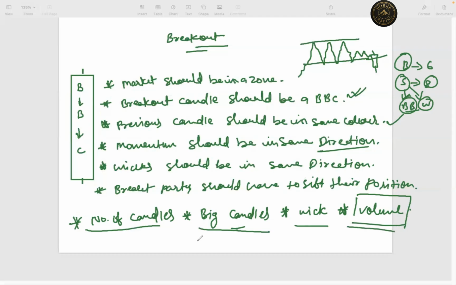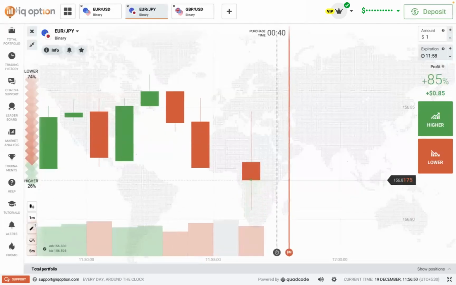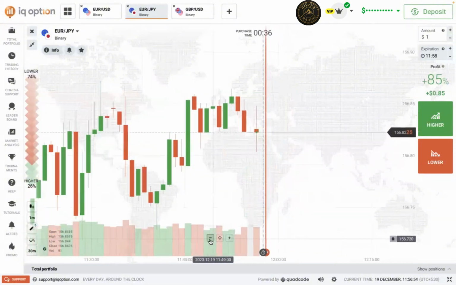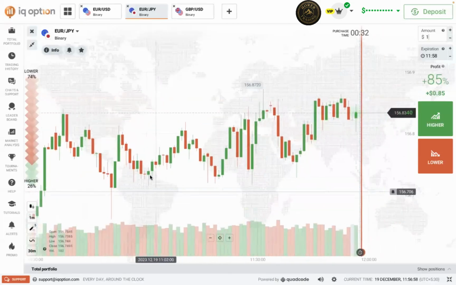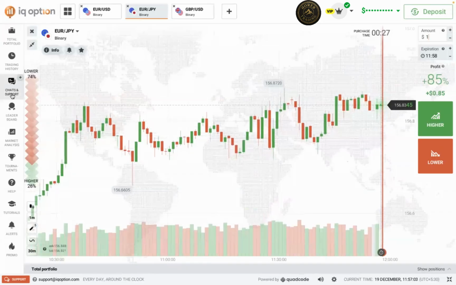So let us see an example on the chart. I told you the 6 conditions are the most important. If one of the conditions is not there, there are 3 possibilities to enter the breakout. So we skip one possibility and enter the other 2.